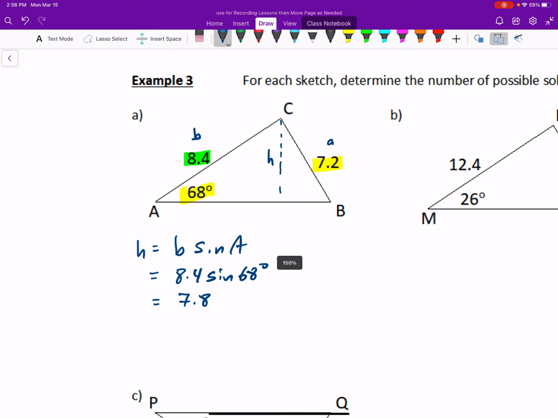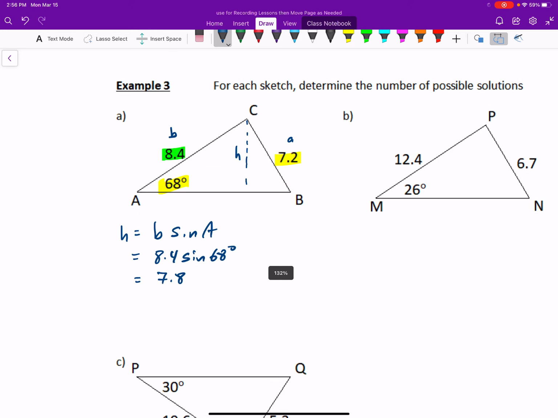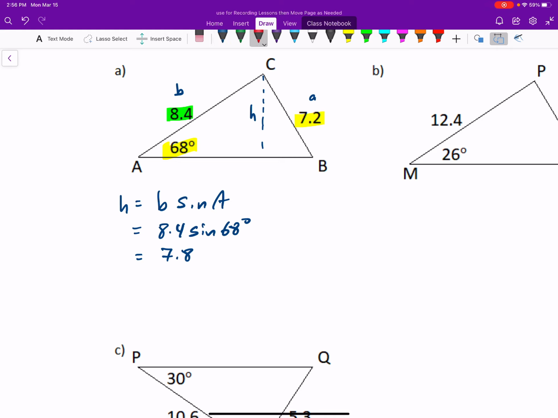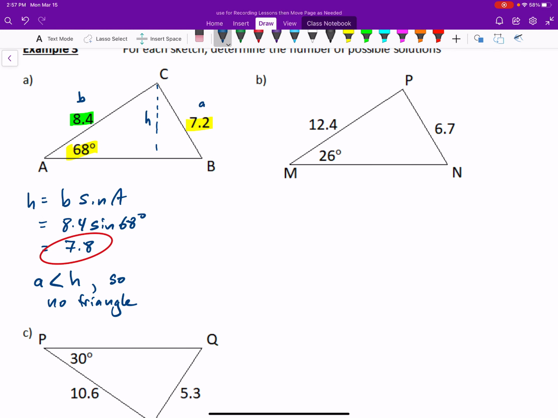Okay, so what does that prove? Well, this is where we go back to our different cases and we compare them. How does A compare to H? How does 7.2 compare to 7.8? A is less than H in this case. In other words, A is not even long enough to complete the triangle. I can't even get from C down to the side length C. So no triangle.